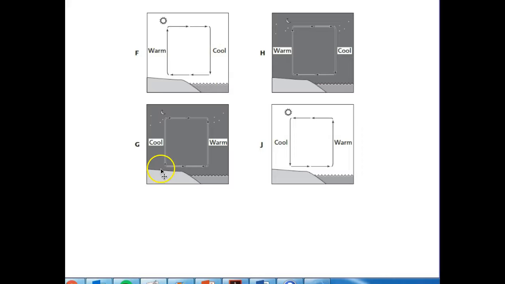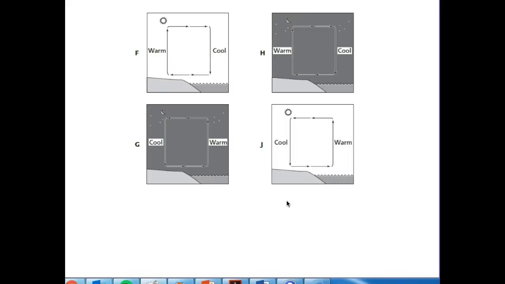So now we've got this one coming from the land and this one. We need to look at the arrows now. This one's nighttime. We've got air rising over the ocean, sinking over the land. And this is daytime. Air rising over the ocean, sinking over the land. Which one of these is incorrect? One of these is wrong. Which one could not be the right one?